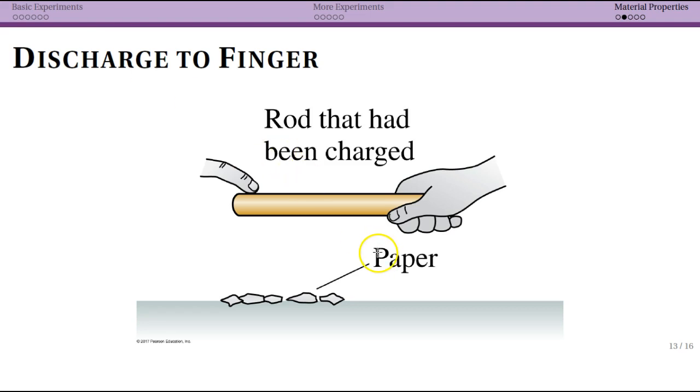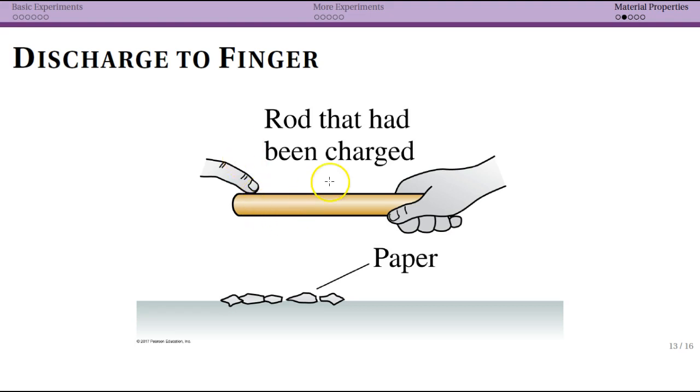Now then, a second thing we can do is going to be called discharging, so somehow neutralizing the charge. A rod that had been charged, we can basically drag our finger along it as if we're wiping the charge off, and no longer will it pick up the little bits of paper. And we will explain in microscopic detail what's actually happening here, but we see that charge is somehow a property that can be removed.